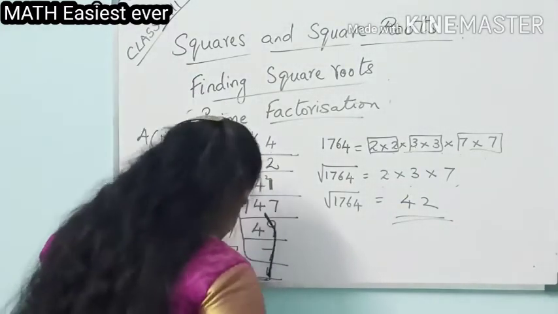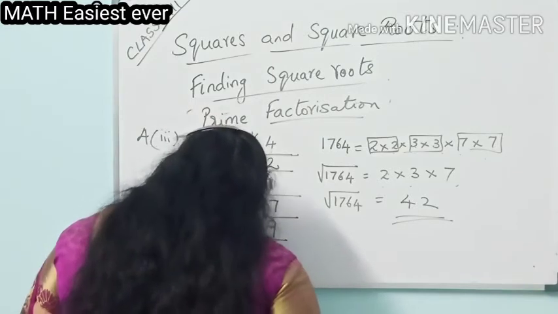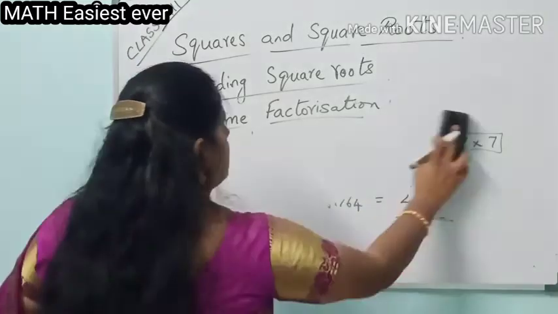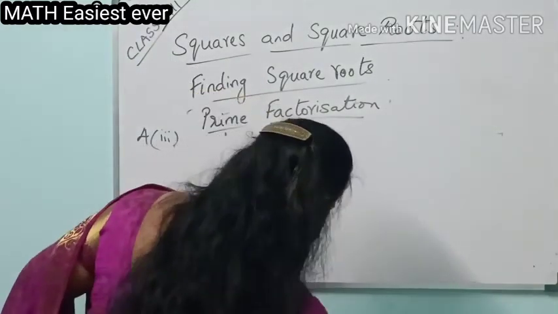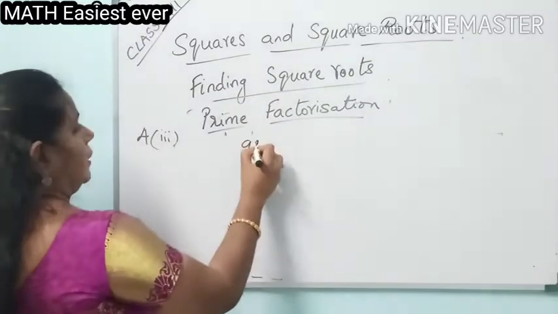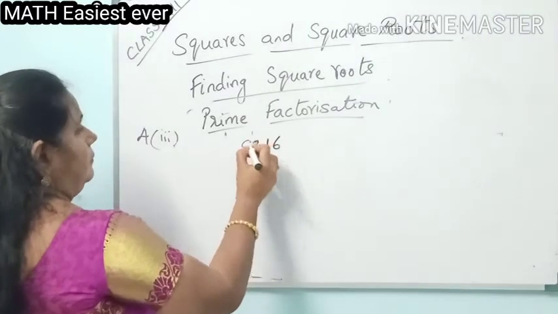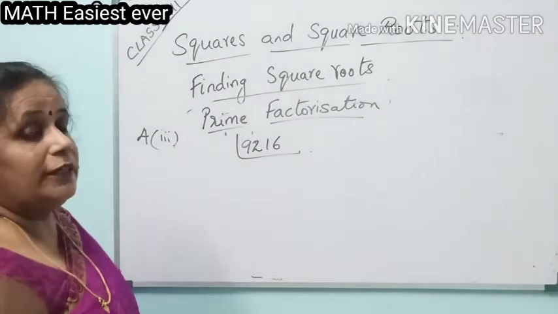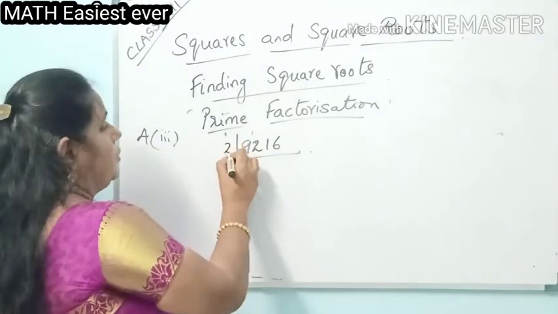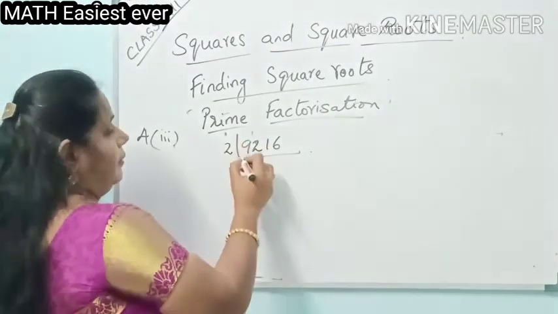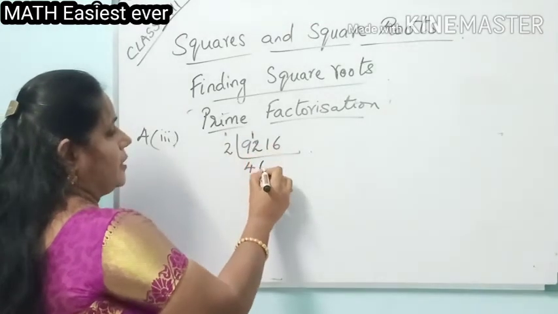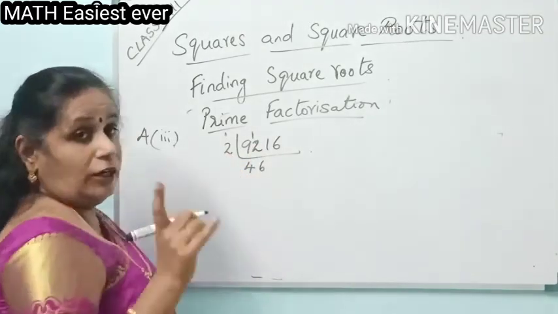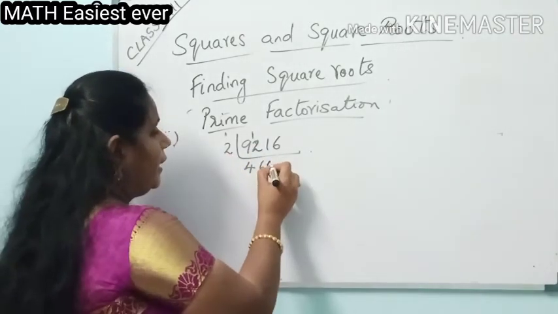Okay, children, let's go. Let's do number 9216. Now, the last digit, the ones digit is 6. So, it is divisible by 2. So, take 2. 2 4s are 8. Then 2 6s are 12. Now what children do is take this 1 and divide by 2. It's not divisible. So you have to write here 0.